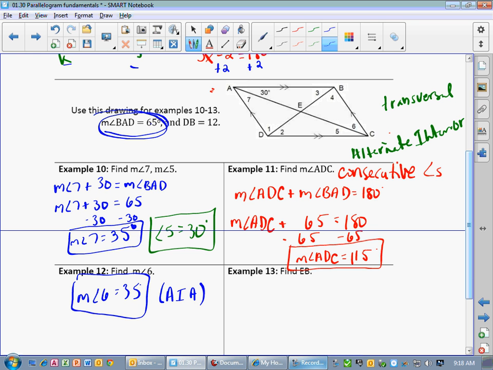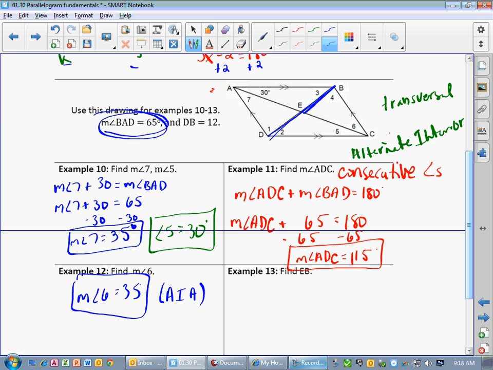And then finally it asks us to find EB. So look at the picture and locate EB for yourself. Where is EB? How would you describe EB to someone? The segment. Okay, where's that segment located? Okay, inside the parallelogram. Can you use any other of our vocabulary words to describe EB? Okay, so what does that have to do with diagonal BD? It's part of it. How much of diagonal BD is EB? It's half. How do we know?